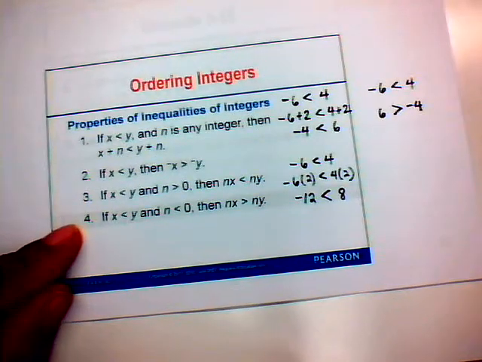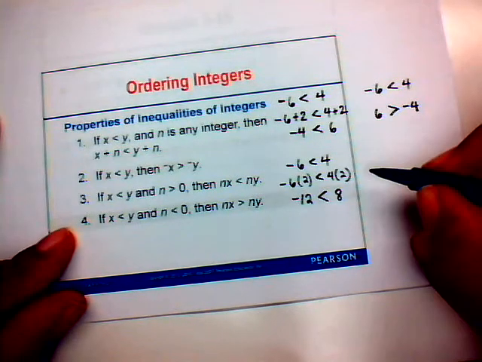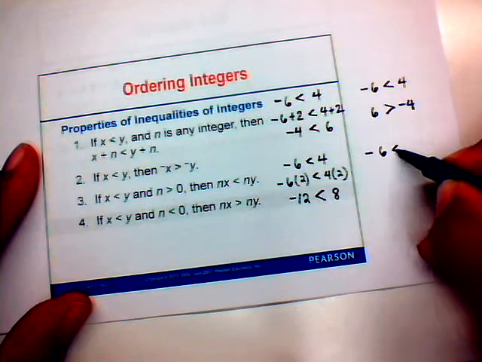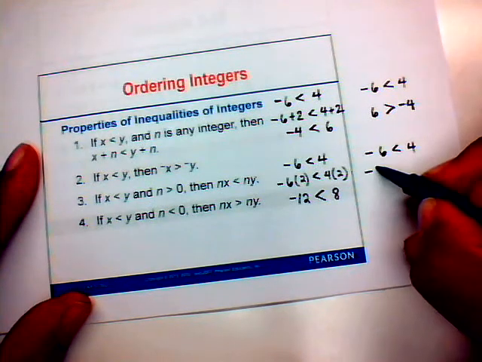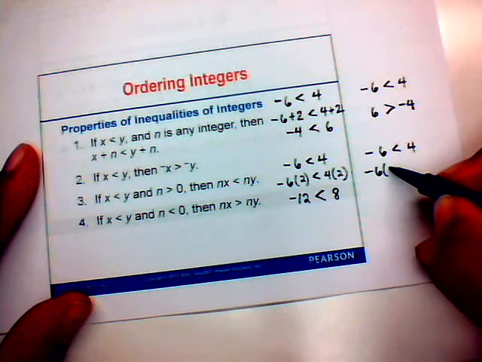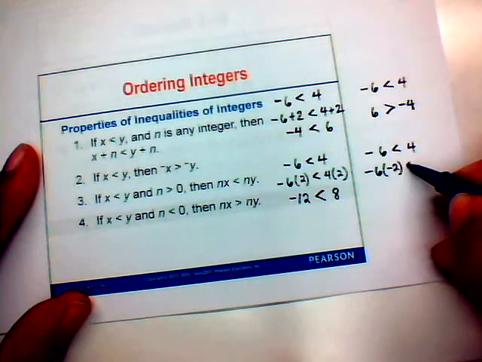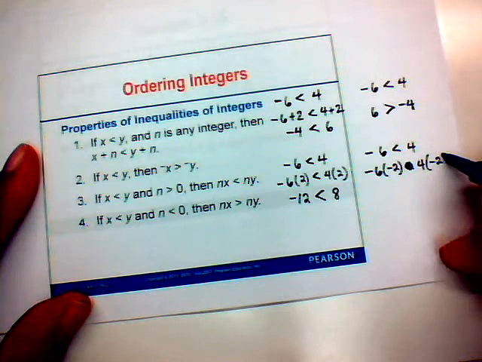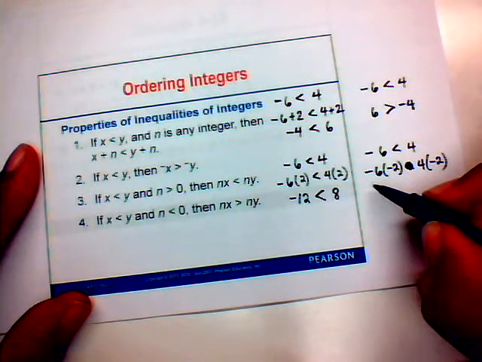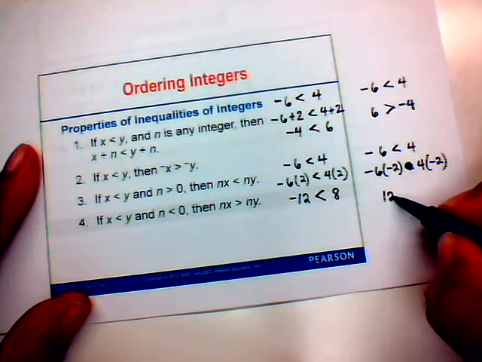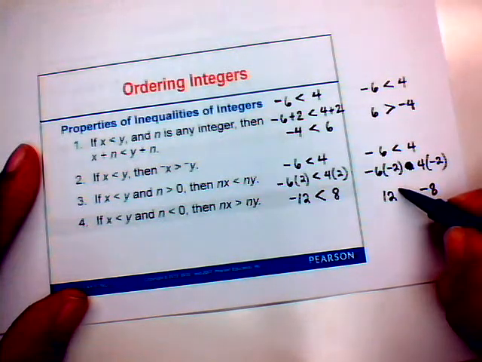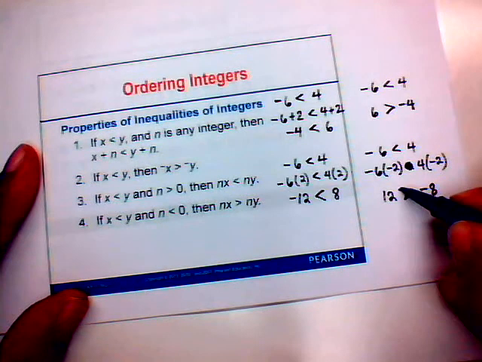Now, let's say n was negative. Then the inequality symbol reverses. So here, if I wanted to multiply on both sides of this inequality by negative 2, negative 6 times negative 2 is 12. 4 times negative 2 is negative 8. Here, 12 is greater than negative 8.